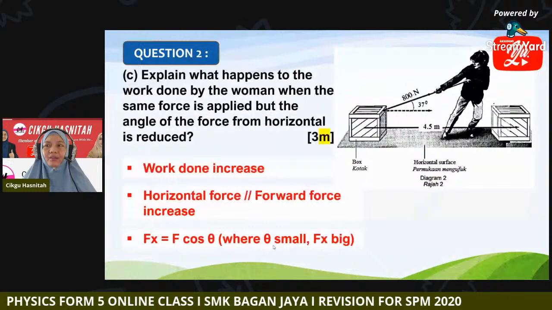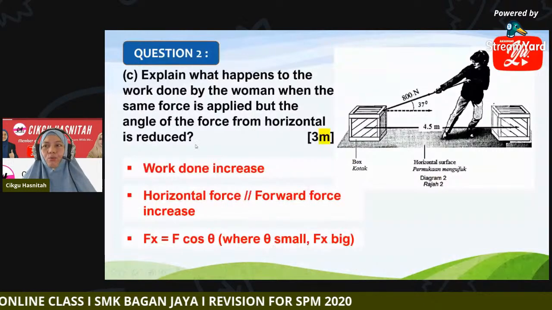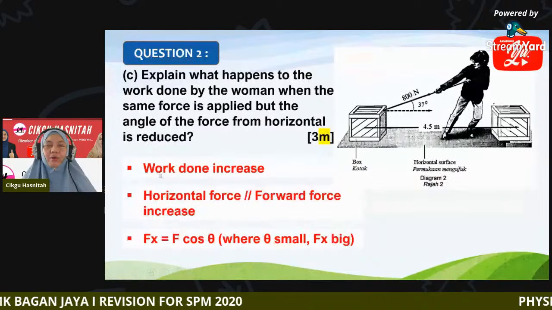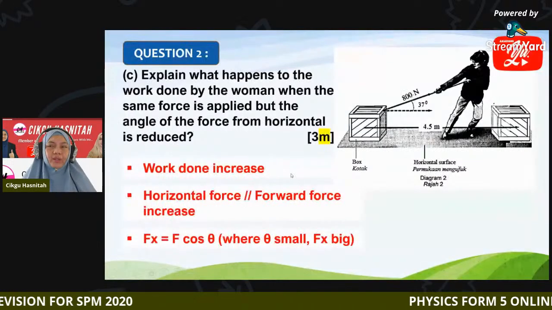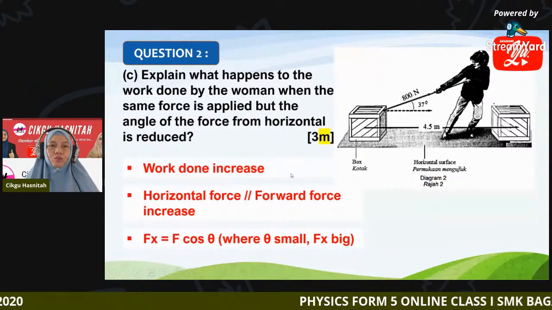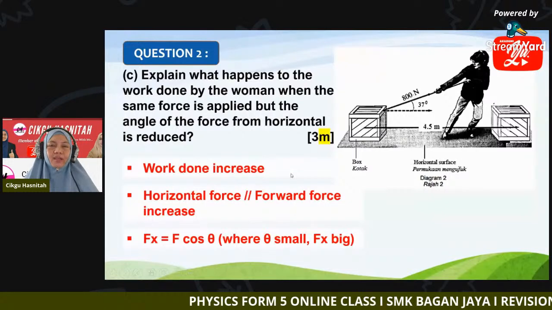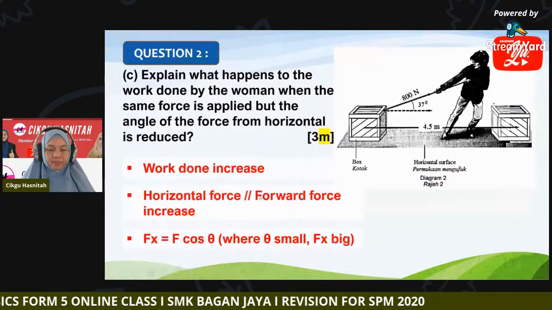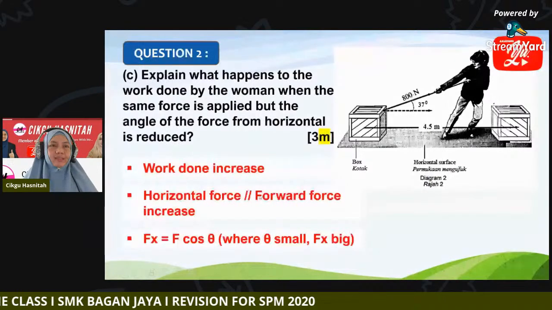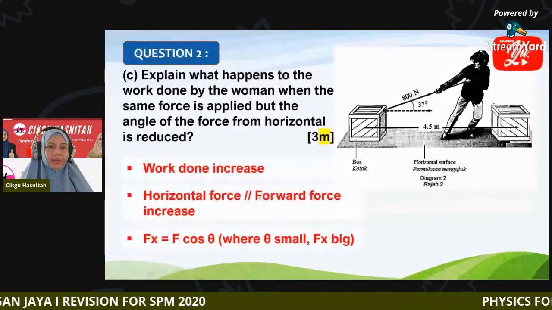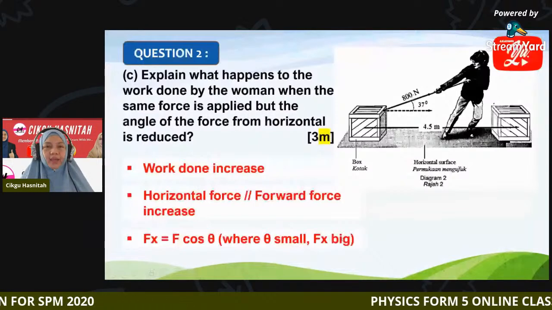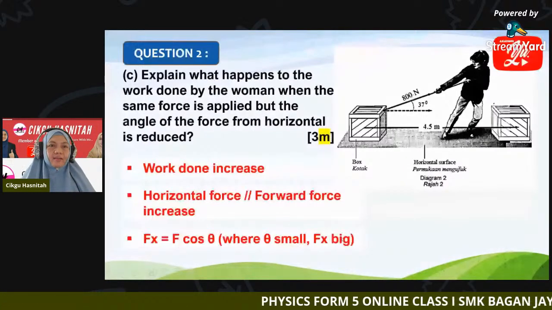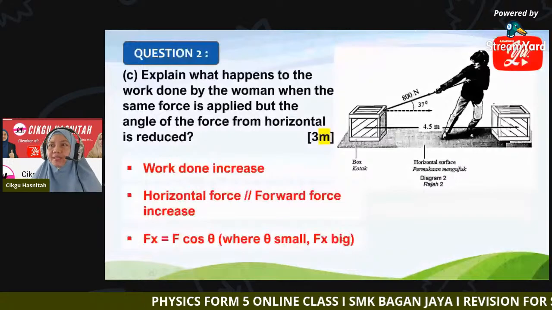First, you say work done increases. Why? Because the forward force or the horizontal force increases. Why does the horizontal force increase? Because of the smaller angle, so Fx increases or will be bigger. So that goes for question 2.